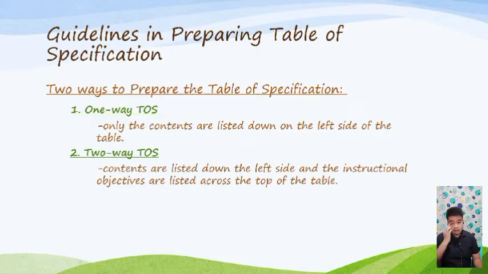So what are these instructional objectives? These instructional objectives are the levels of taxonomy, which includes knowledge, comprehension, application, analysis, synthesis, and evaluation. Later on, I will give an example of a one-way TOS and the two-way TOS.